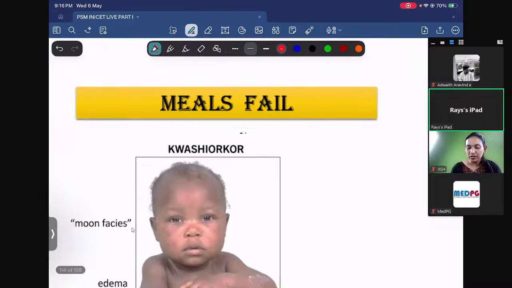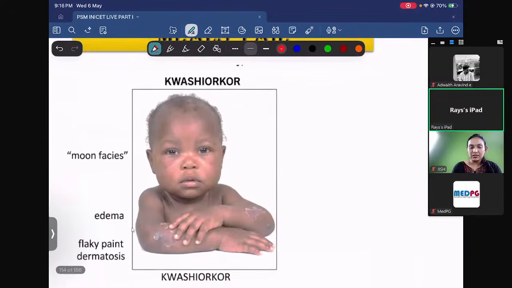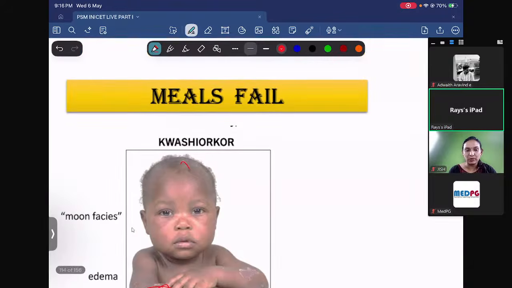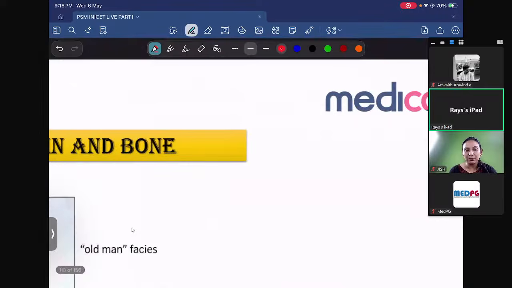Whereas a kwashiorkor baby looks puffy. It's actually because of the edema. The child is not fat or anything. The child is edematous. So moon facies, edema, and the skin has flaky paint dermatosis. In hair you get the flag sign, everything. That's a kwashiorkor baby. Kwashiorkor baby is actually more severe, okay? And the child has no appetite whatsoever. So MEALS FAIL is the mnemonic for kwashiorkor and skin and bone for marasmus.